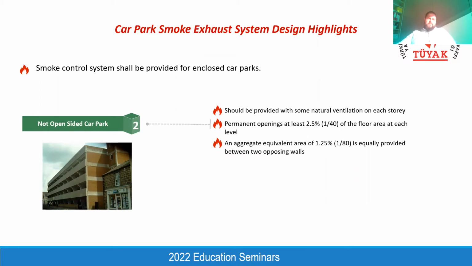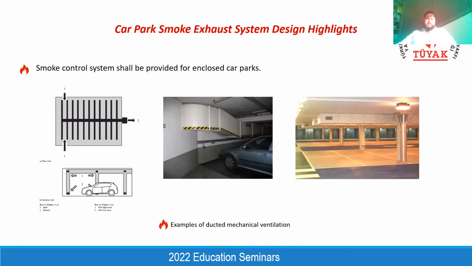But it's really difficult for an enclosed car park located beneath buildings on the basement floor. If you have an enclosed car park, you have two options. First is a conventional hard ducted smoke exhaust system, and the second option is a jet fan smoke exhaust system. Both of them have advantages and disadvantages, but I will try to explain the main differences between them.